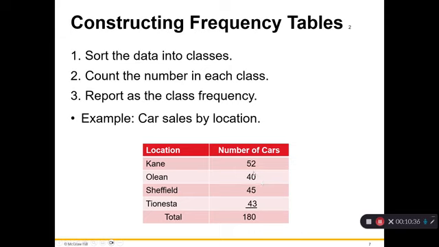This is a frequency, basically we can call it a frequency: 52, 40, 45, 43, and then the classes are Kane, Olean, and so on. And the total we have is 180 if you add them up.